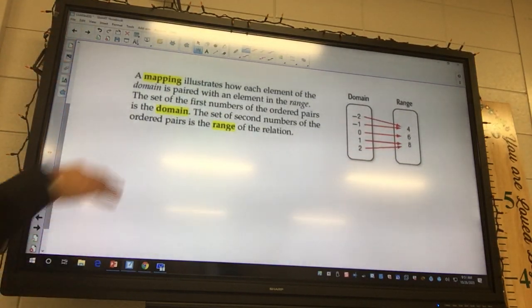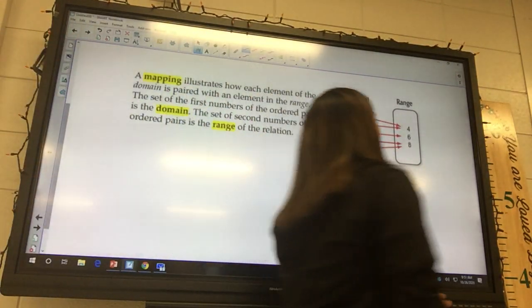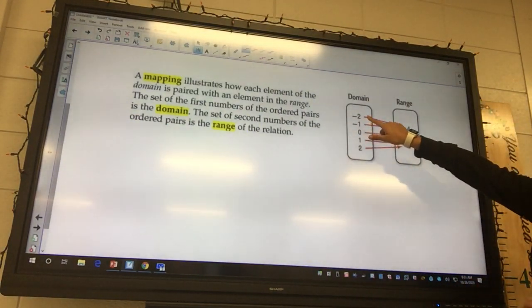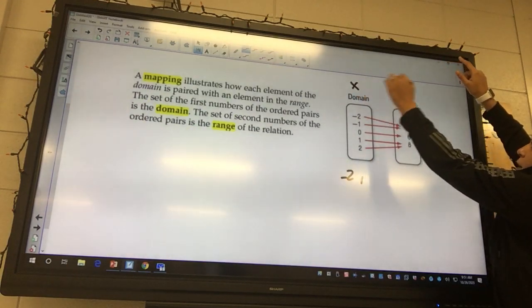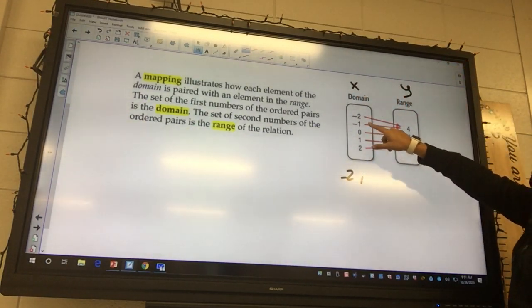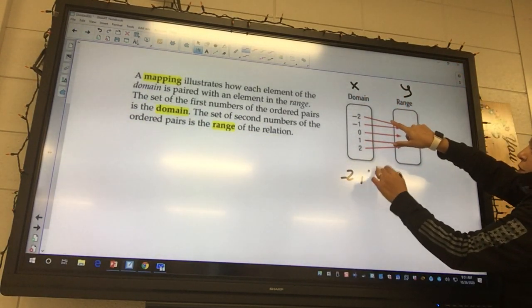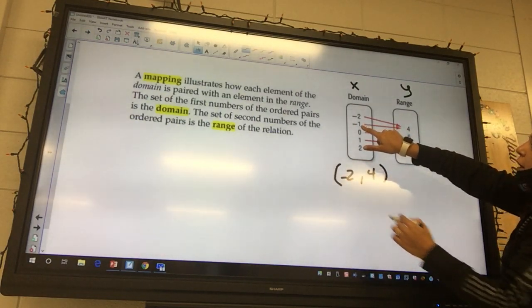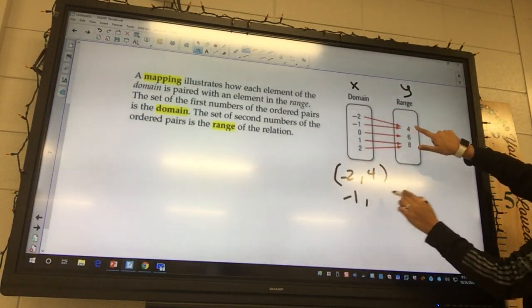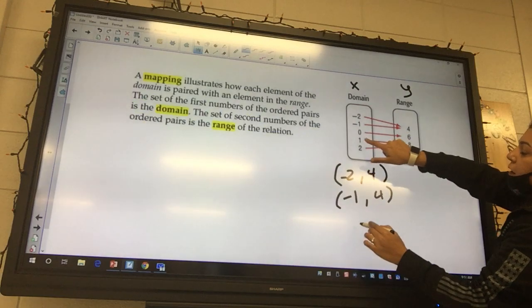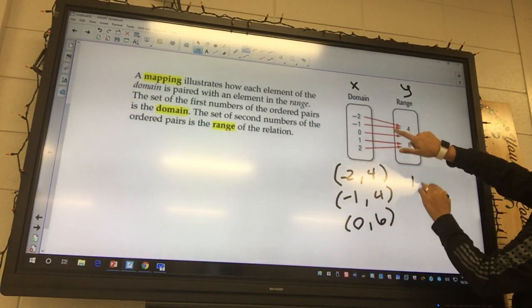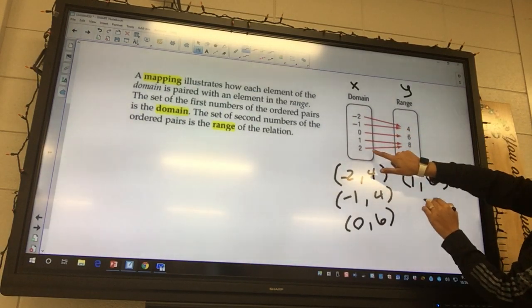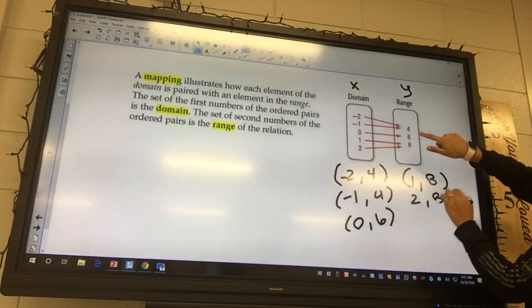So mapping, we see this a lot, and we're going to see it today. What this means is we can write these as coordinates. So we can say that the domain is going to be the x's and your range is the y's. So -2 goes to 4. We could write another one. -1 goes to 4. 0 goes to 6. 1 goes to 8. And we could say 2 goes to 8.